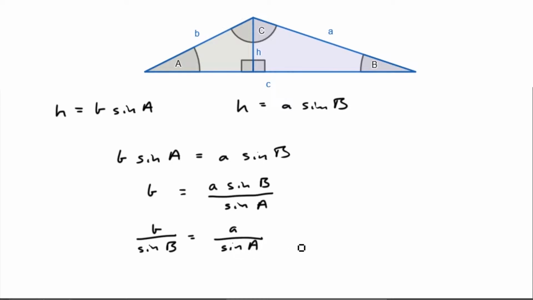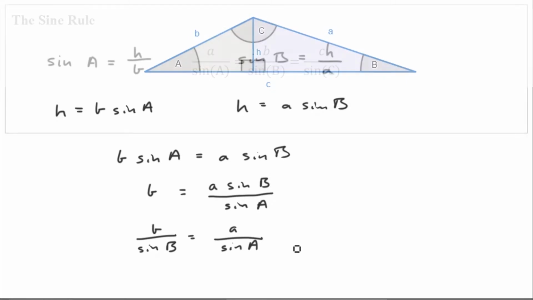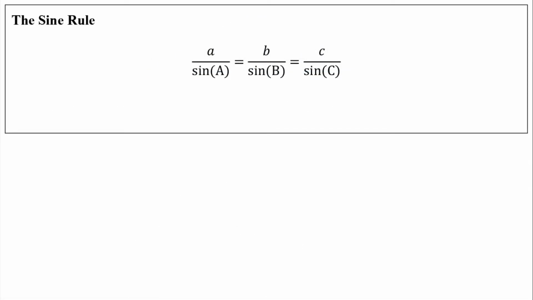But there was really nothing special in the way we did this, in the fact that we chose to use the angles A and B. We could have done this in a different way using, for example, A and C, or B and C. This would lead us to the following general result. If we look at a divided by sine A, or b divided by sine B, or c divided by sine C, we would always get the same answer. This is called the sine rule.